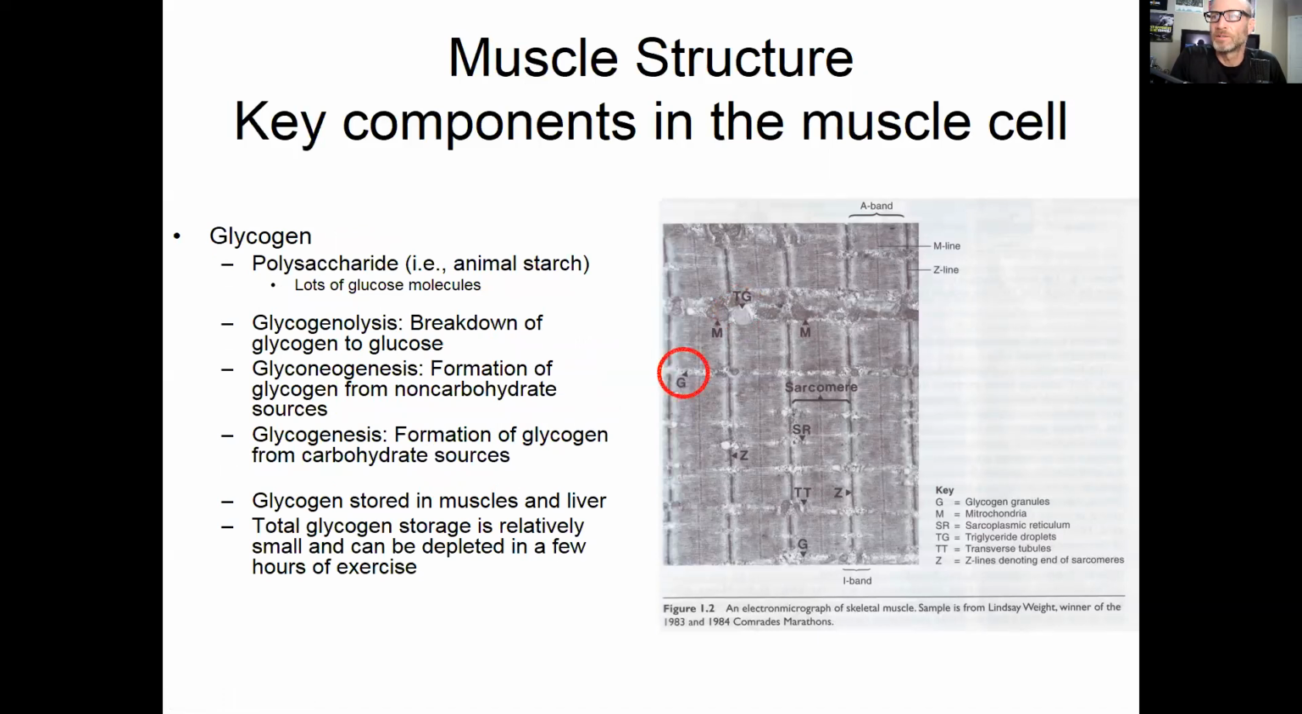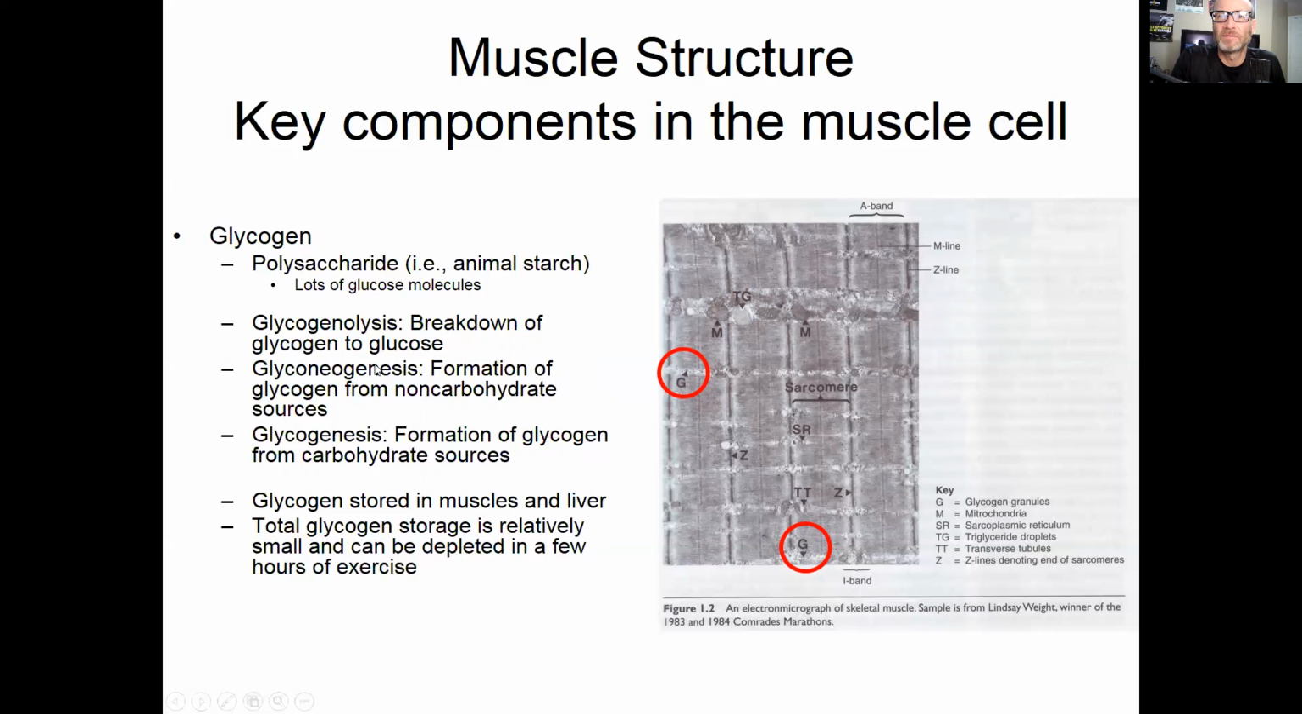Glycogen is another component within a muscle cell, right here and right here. It's a polysaccharide, i.e. an animal starch. That means just lots of glucose molecules. And glucose can be used in the mitochondria for aerobic conversion of chemical energy to ultimately generate ATP. And it can also be used outside the mitochondria, and we'll talk about that, in anaerobic metabolism, not using oxygen to generate ATP.